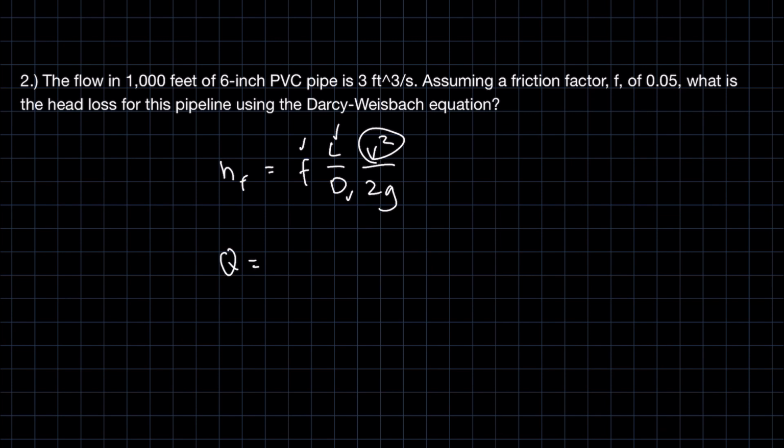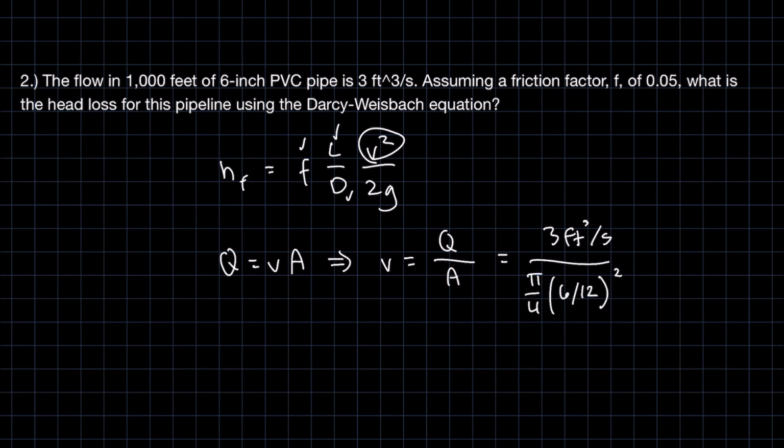So Q equals velocity times cross-sectional area, so velocity equals flow over cross-sectional area. If we do that, we get 15.3 feet per second. And we already have everything, so let's plug and chug this.